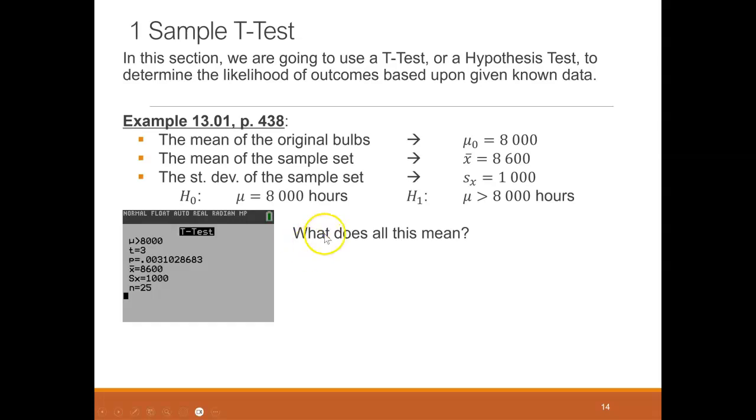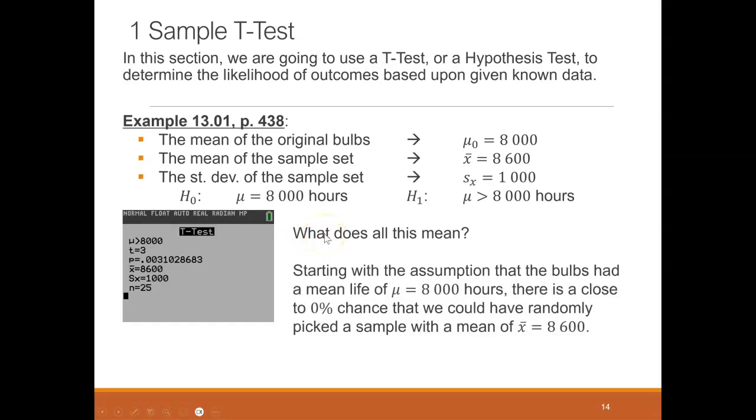So what does this mean? We just said there's a very rare chance that we could have gotten the same sample of old light bulbs. So it sure seems like these new light bulbs are better. They are lasting longer than the old ones.